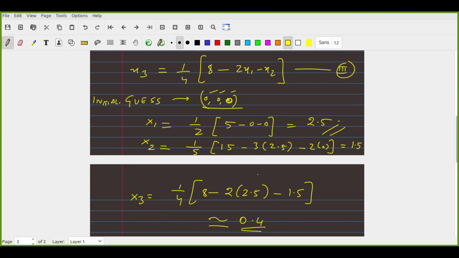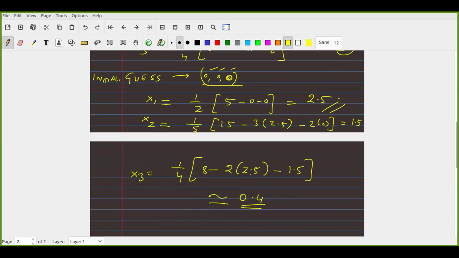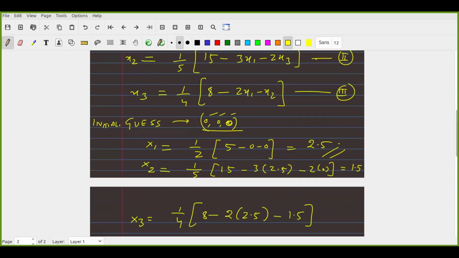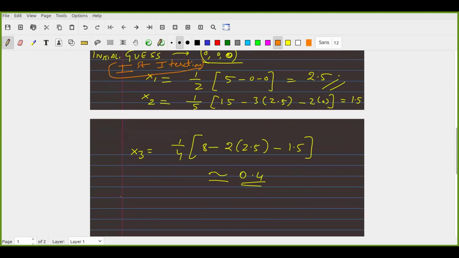Okay. So we got this x1, x2, x3. What I call this is only the first iteration. Okay. Now we'll go to the second iteration. Again, we get a set of values for x1, x2, x3.